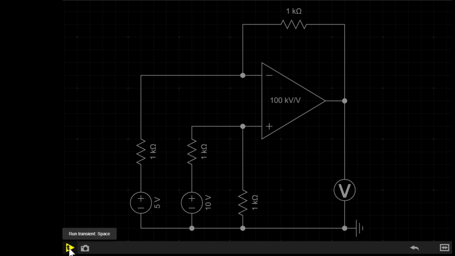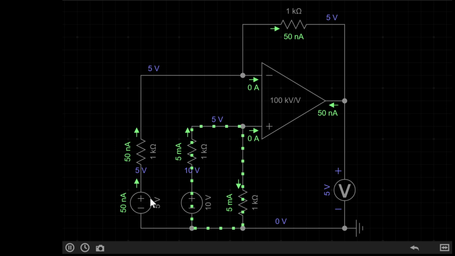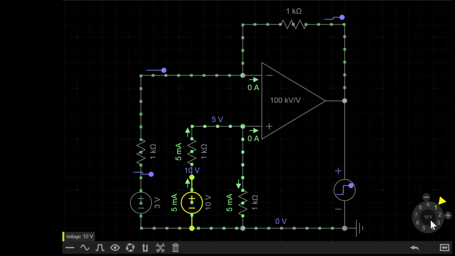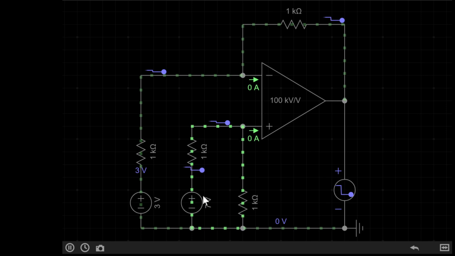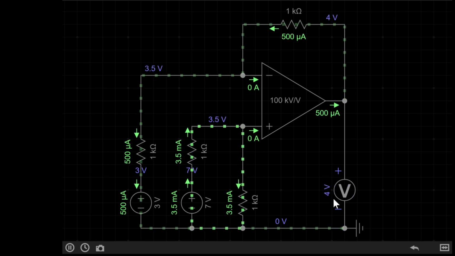If I now simulate the circuit, you can see we have 5 volts and 10 volts, and because the resistors are all the same, we get 10 minus 5 is 5 volts. So we're amplifying the difference. 10 minus 5 gives us 5 volts. If I change this one to say 3 volts, and this one to, let's say, 7 volts, so 7 minus 3 gives us 4 volts.